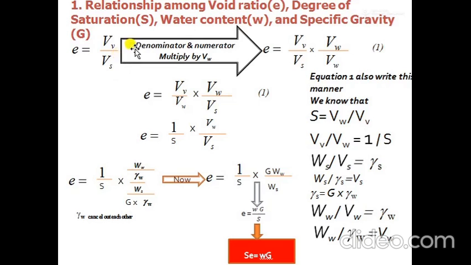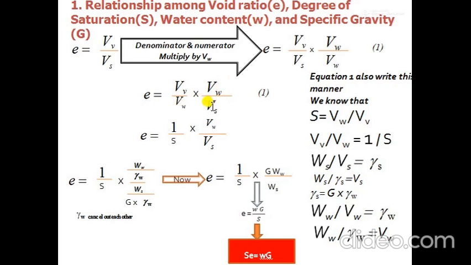Now the denominator and numerator are multiplied by volume of water. This is the first step. e is equal to volume of the voids upon volume of the solid, multiplied by volume of water upon volume of water. This becomes equation 1. Equation 1 can also be written in this manner: e is equal to volume of the voids upon volume of the water into volume of the water upon volume of the solid.